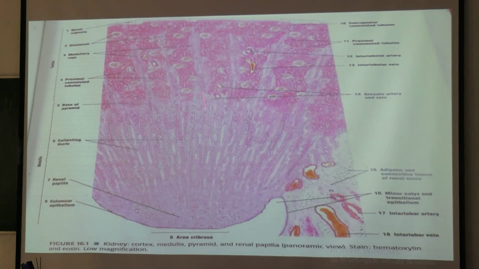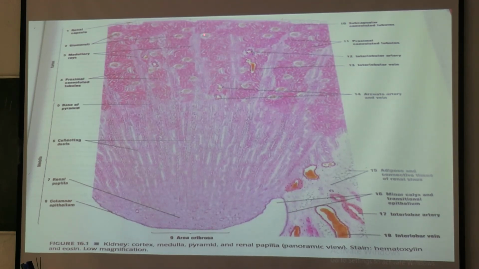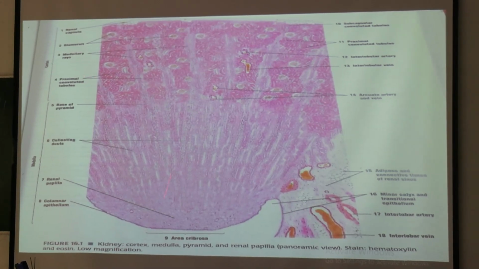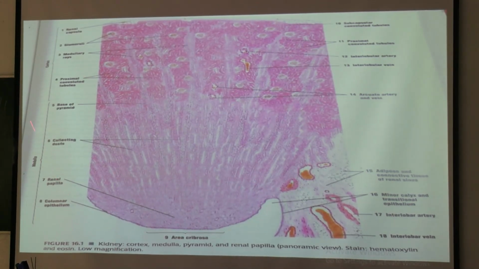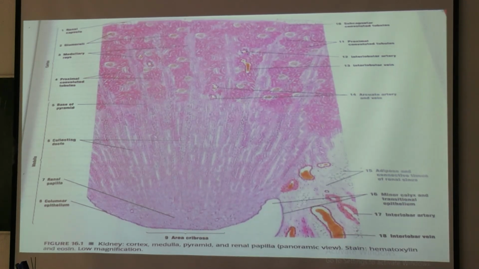So this is the cortex. These are the medullary rays. Medullary rays and surrounding cortex form the kidney lobule. And this is the whole of the pyramid. Pyramid with surrounding cortex forms the kidney lobe. Here also we are seeing one kidney lobe.